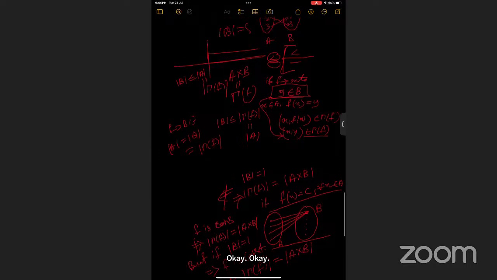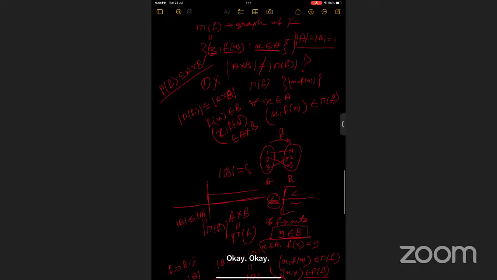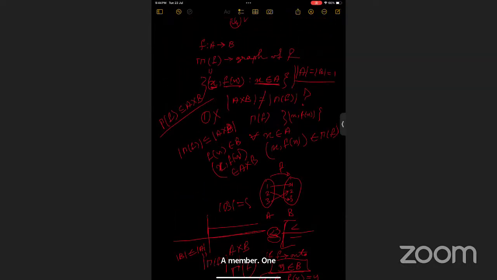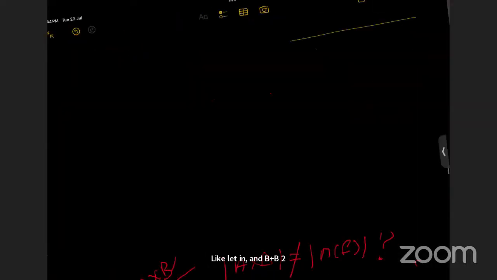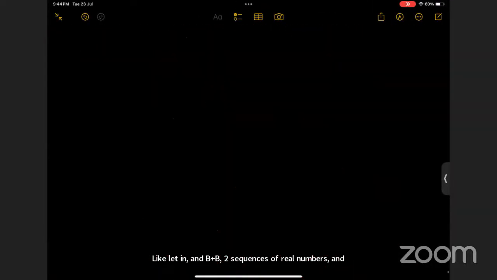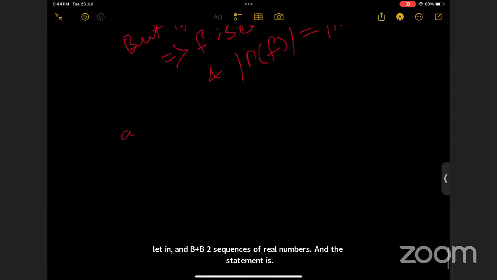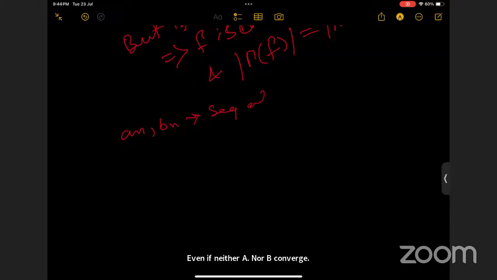Ma'am, one question. There was one activity question, a true or false kind of thing, where the statement was: let a_n and b_n be two sequences of real numbers, and the statement is a_n b_n may converge even if neither a_n nor b_n converge. It was given as true.